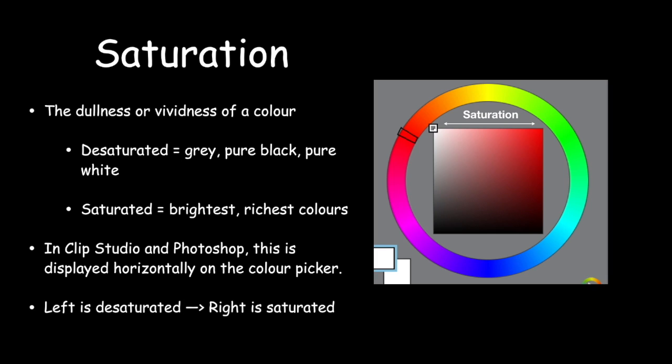If you're thinking about when you're printing, saturated would be like a sheet of paper that is just drenched in ink. Now the way saturation is displayed in Clip Studio and Photoshop, it's displayed horizontally on the color picker, as you can see on the right there. On the left, everything is very gray and desaturated, whereas everything on the right is very bright and saturated. Even as it gets into darker values, down at the bottom, if you are on the right, it is still very rich and full of color, whereas on the left, it is very dull and gray.